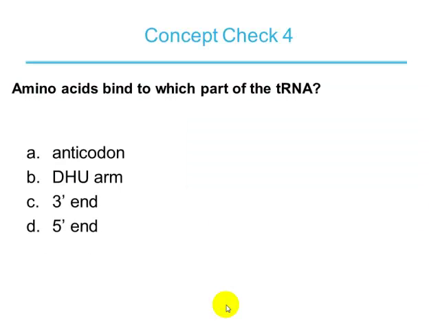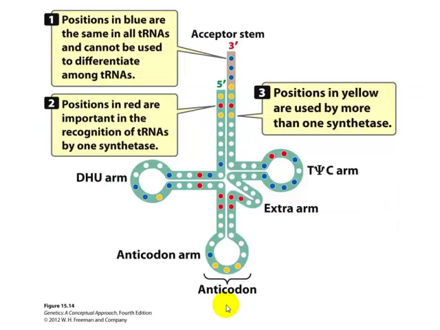Now, amino acids bind to which part of the tRNA? Do they bind to the anticodon? No. Do they bind to the DHU arm? Not sure. The 3' end or the 5' end. I do not think it's the DHU arm because I did not mention it. It's either the 3' or the 5' end. We go back to the structure and you see, oh, look at the stem over there. Acceptor stem. Which end is that? 3' end. So your amino acid will bind to the 3' end of your tRNA.